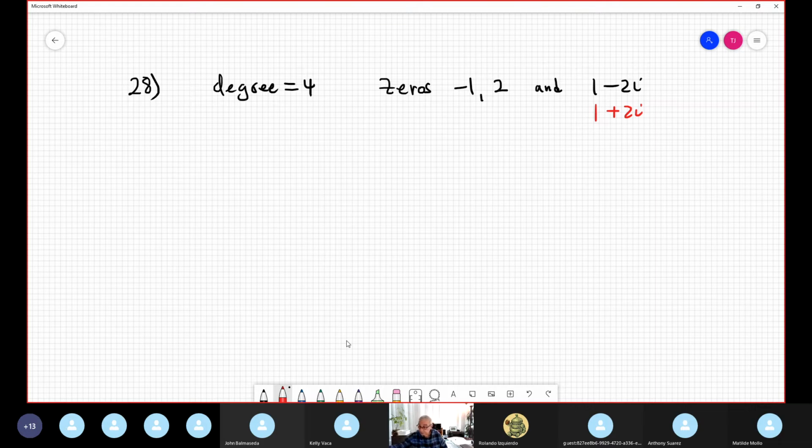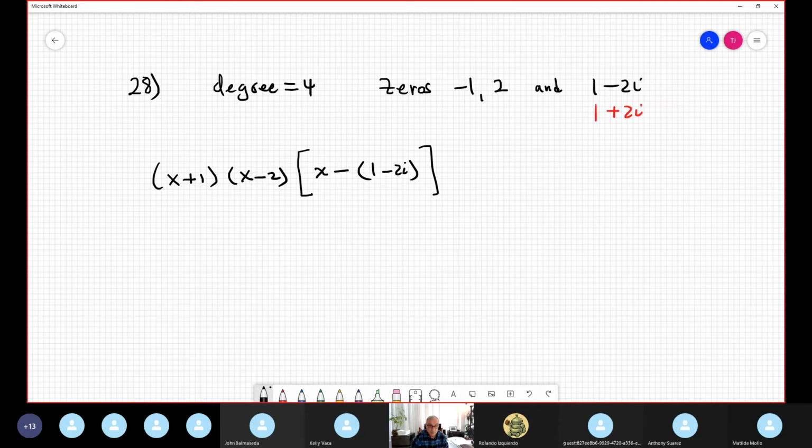Yeah, I perform the multiplication. Let's do it: x plus 1, x minus 2. I put brackets because it's more complicated, so there will be single brackets. Then x minus (1 minus 2i) times x minus (1 plus 2i).